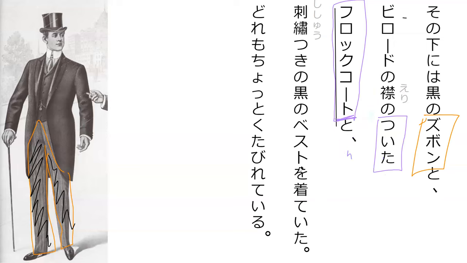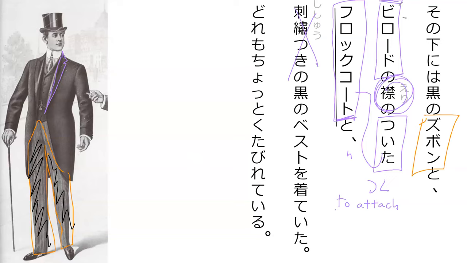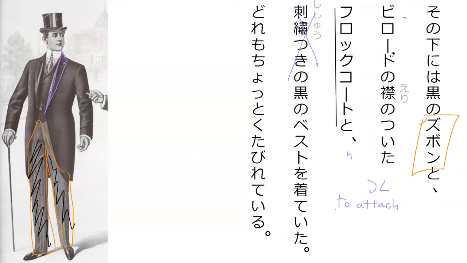You know what tsuku means? To attach? Yes, to attach. So attached to the frog coat is what? Eri? Yes. What's eri? Eri is the collar. So we're referring to this area of the frog coat. What do we know about this eri? Oh, I'm sorry, we're still on eri. It's birodo. It's just velvet. Yes. The collar of the frog coat is velvet.